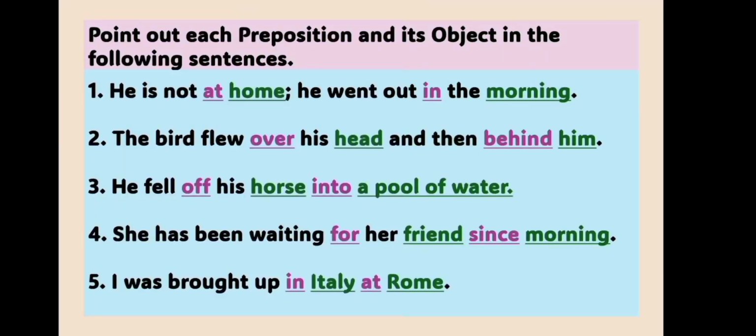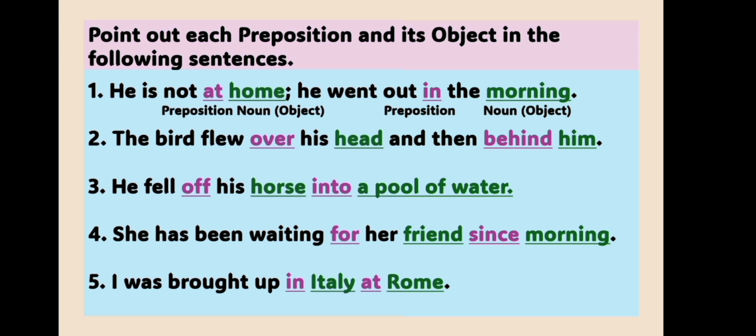On the basis of understanding, point out each preposition and its object in the following sentences. Number 1. He is not at home. He went out in the morning. Here the prepositions are at and in, and their objects are home and morning respectively.